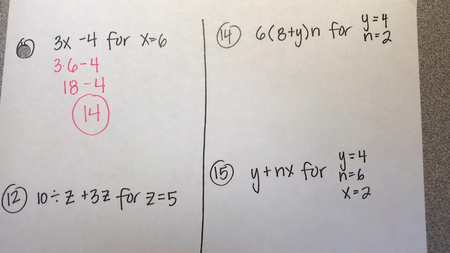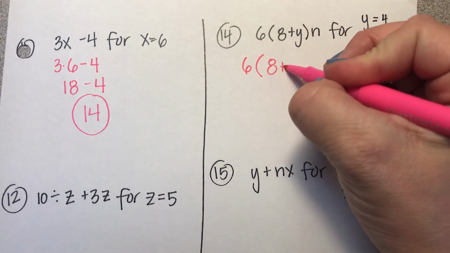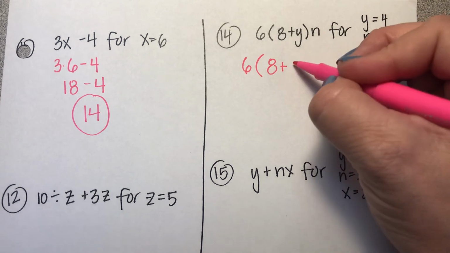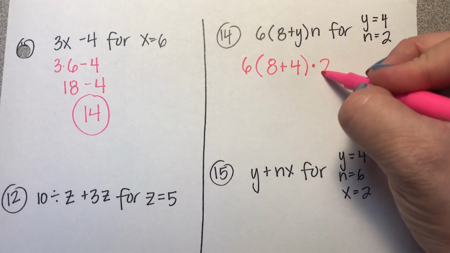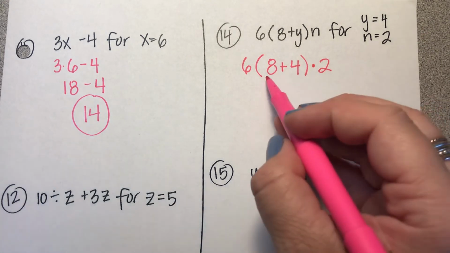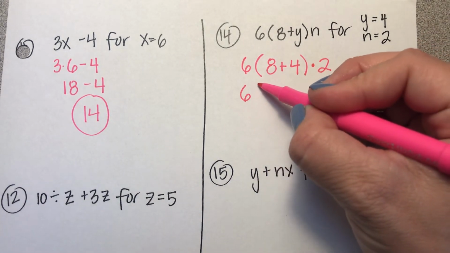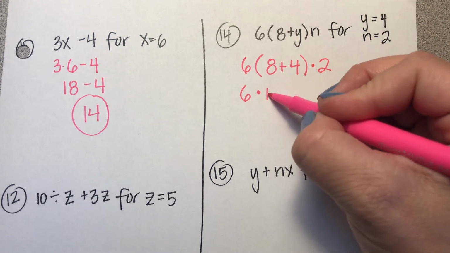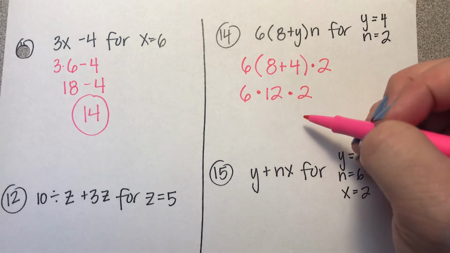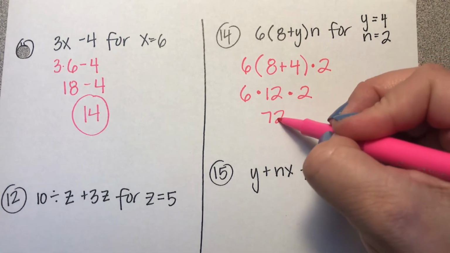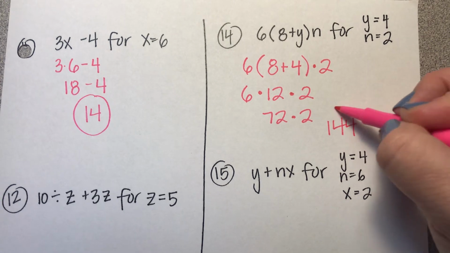Let's do 14 together. So 6 times 8 plus y, well, it's telling me y is 4, and then n, so like times 2. So we're doing parentheses first because of PEMDAS. So 6 times 12 times 2. Well, 6 times 12 is 72, and 72 times 2 is 144.